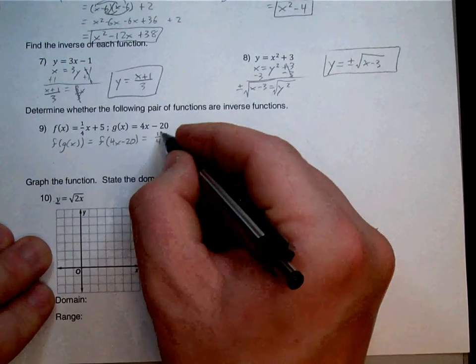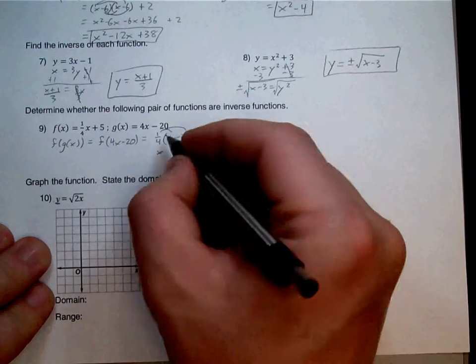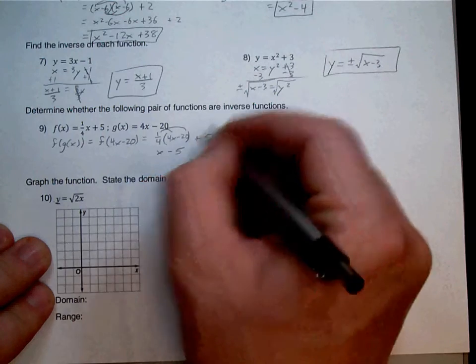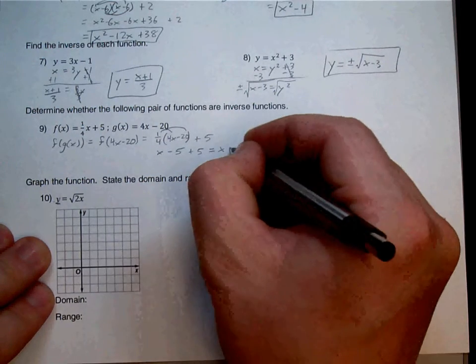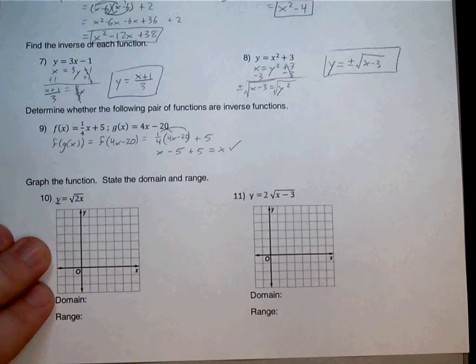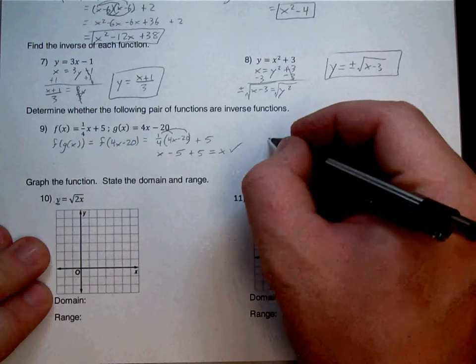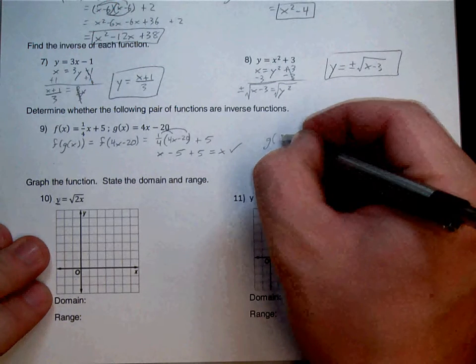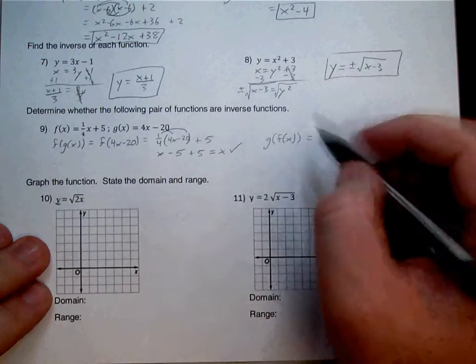So distribute the 1/4. 1/4 times 4x, that's just x. 1/4 times negative 20, that's negative 5. And then at the end I have plus 5. Negative 5 plus 5, those cancel, leaving us with just x. I'm going to put a check mark there because it worked. It equaled just x. Since that worked, let's continue on. There is still potential for them to be inverses. If that didn't equal x, I would have stopped and just said no, they're not inverses, but it worked.